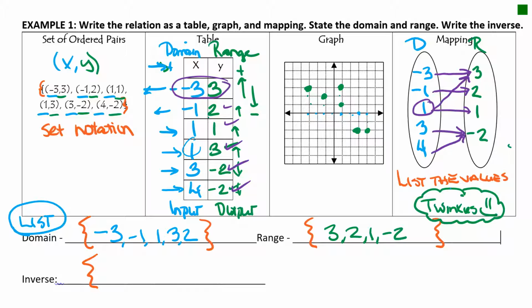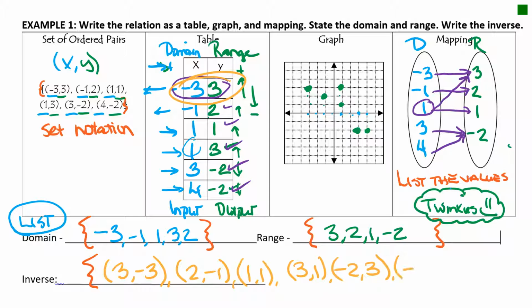The inverse, I just switch. My input becomes my output, and my output becomes my input. So for this first one up here, I'm going to put 3, -3. For the next one, it's going to be 2, -1. Flip your input and output. Then I have 1, 1. Then I have 3, 1. Then I have -2, 3. And -2, 4. Keep your set notation.